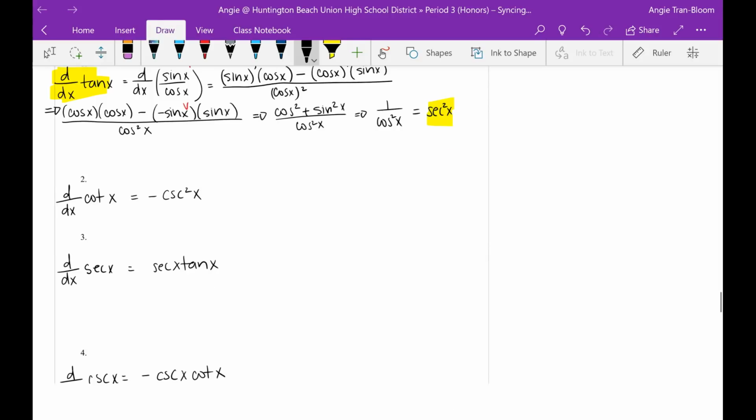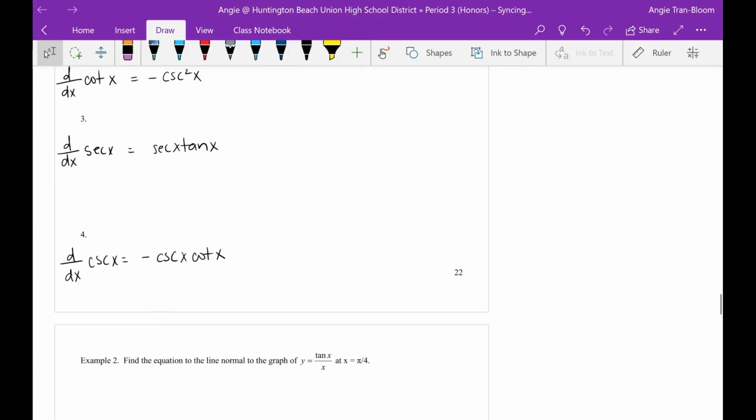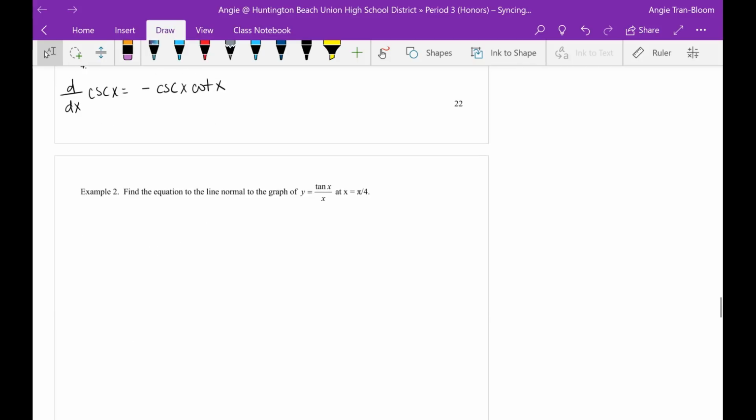All right, so again, let's recap that really quickly. The derivative of tangent of x is secant square of x. The derivative of cotangent of x is going to be negative cosecant square of x. The derivative of secant of x is secant of x times tangent of x. The derivative of cosecant of x is negative cosecant of x times cotangent of x. Now let's apply it right here.